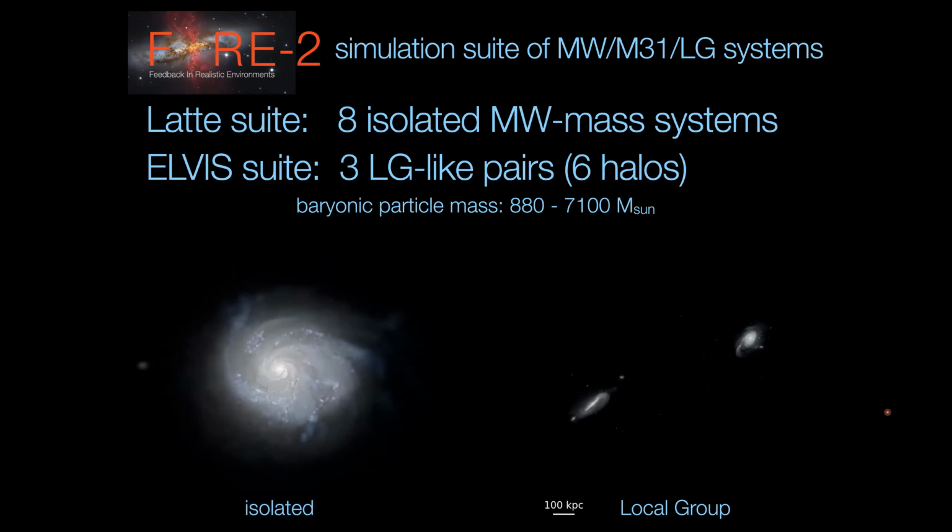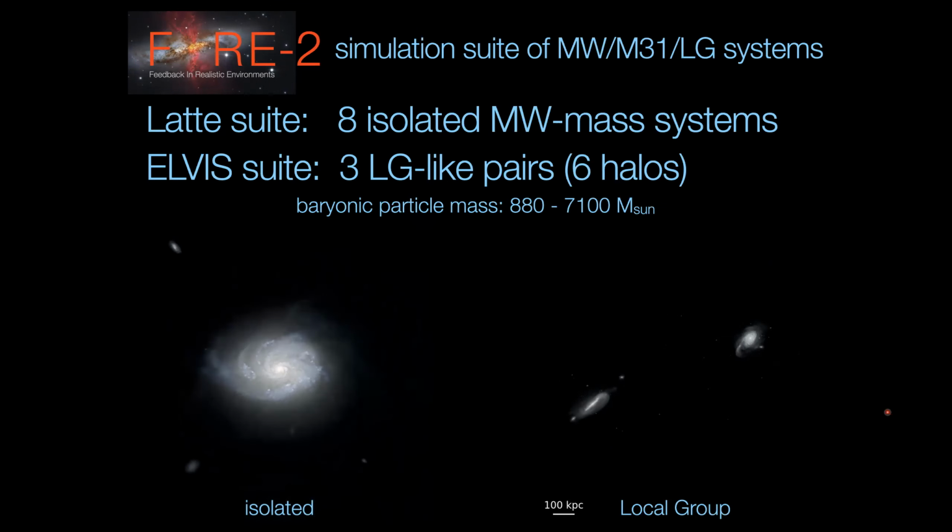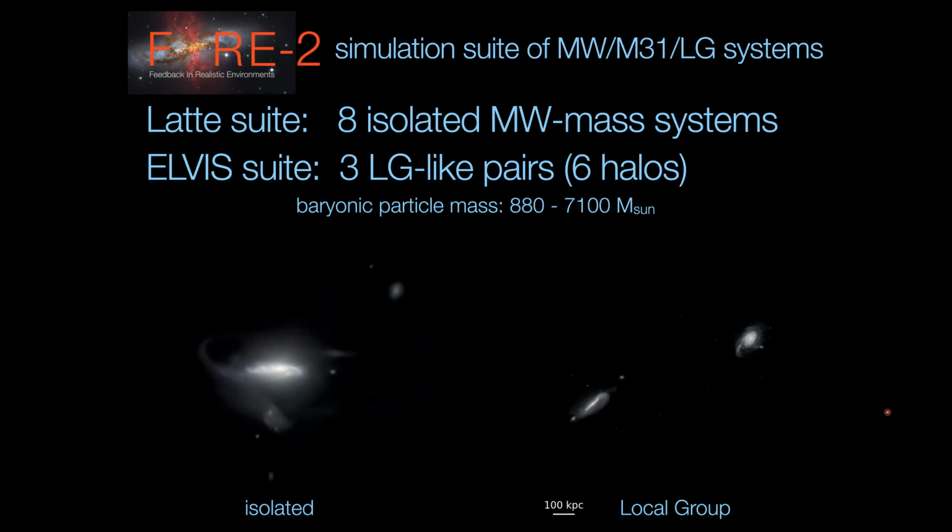However, we don't find ourselves living in such an environment. We find ourselves living in a local group with a Milky Way and M31-like pair. So we also have a separate suite that's built on Shea Garrison-Kimmel's previous Elvis suite, where we have 3 local group-like pairs of Milky Way plus M31 halos at about the same separation as the Milky Way and M31. And I'll try to highlight, at least in some cases, where we think that matters.